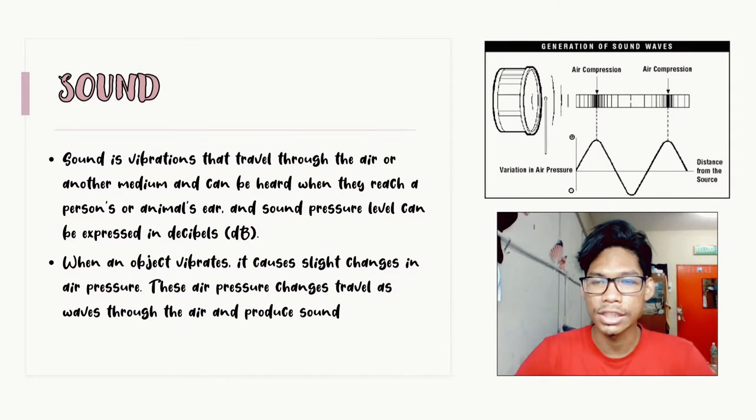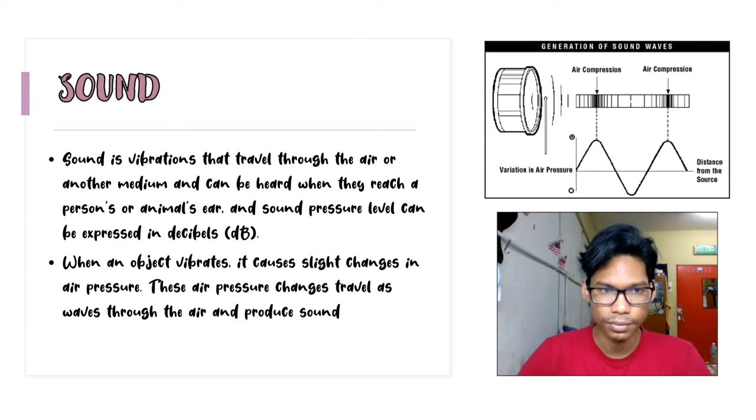Sound is vibrations that travel through the air or another medium and can be heard when they reach a person's or animal's ear, and sound pressure level can be expressed in decibels. When an object vibrates, it causes slight changes in air pressure. These air pressure changes travel as waves through the air and produce sounds.